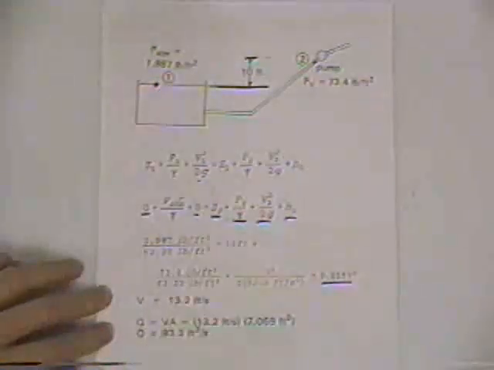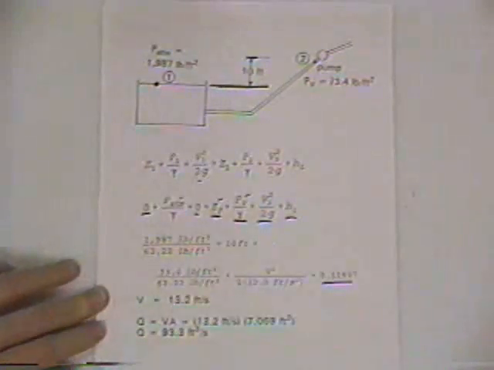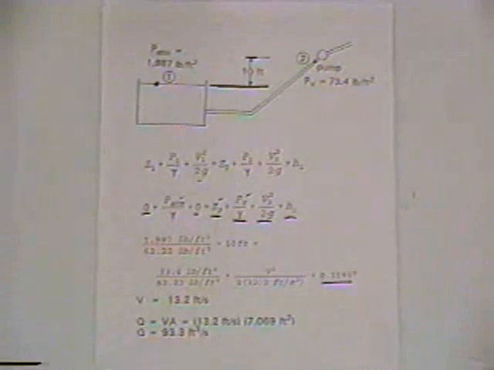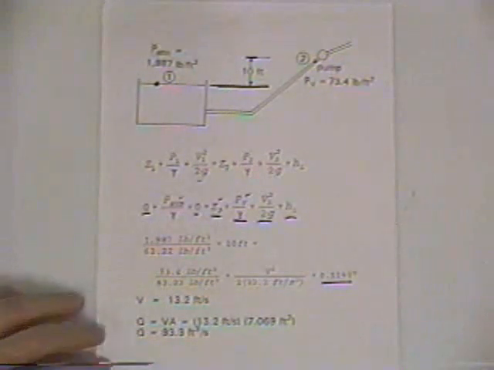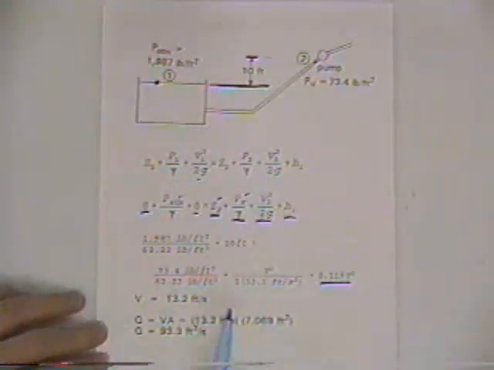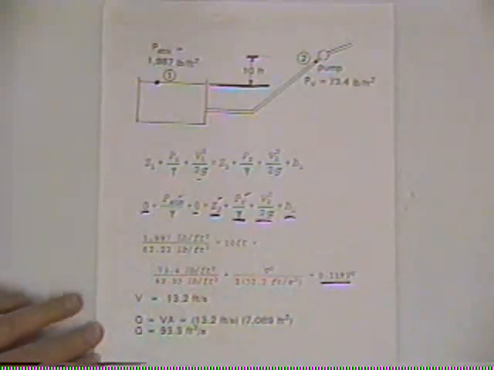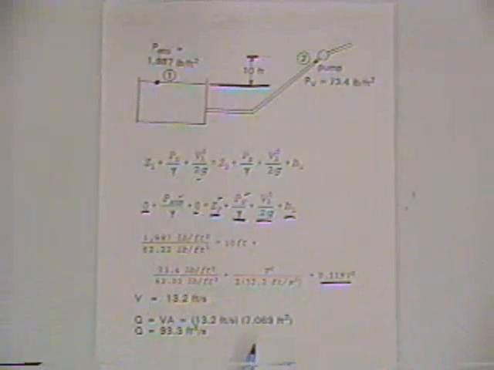And these things we know. We know the atmospheric pressure, we know the vapor pressure, we know the pump is 10 feet above the arbitrary datum, 10 feet above the water surface in the sump area, and we'll have to compute the velocity. When we plug in all the numbers, the only unknown is velocity, and we can solve for it. We get 13.2 feet per second, and then to get the discharge, Q is V times A, so velocity times the cross-sectional area of flow in the pipe gives us a discharge of 93.3 cubic feet per second.